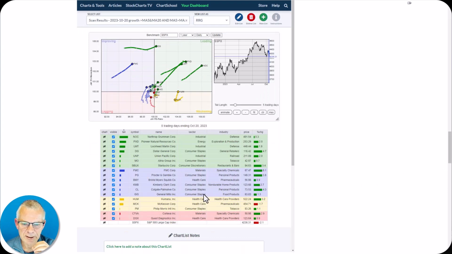But the interesting thing that you can see is that in this curated list of growth stocks, staples and healthcare are dominating. There are 2 industrials, 3, and there is an energy stock, and 2 material stocks. But the defensive stocks, so these are defensive growth stocks, dominate.